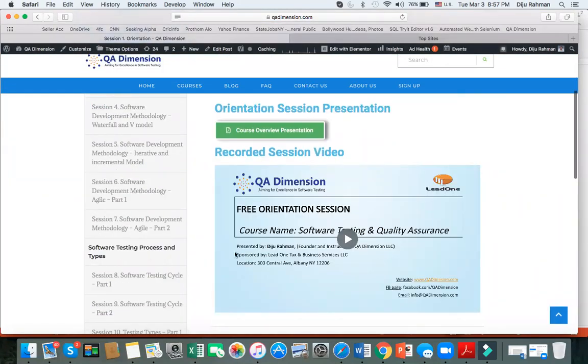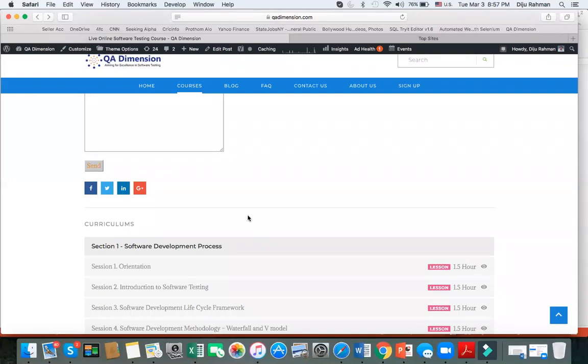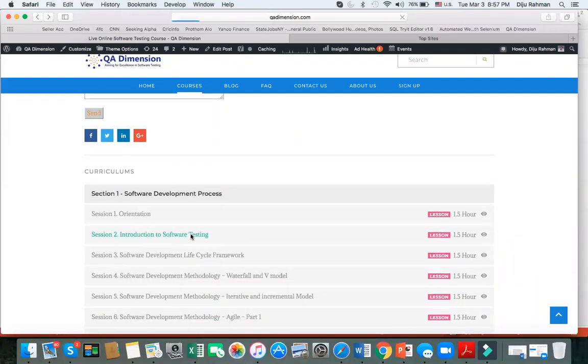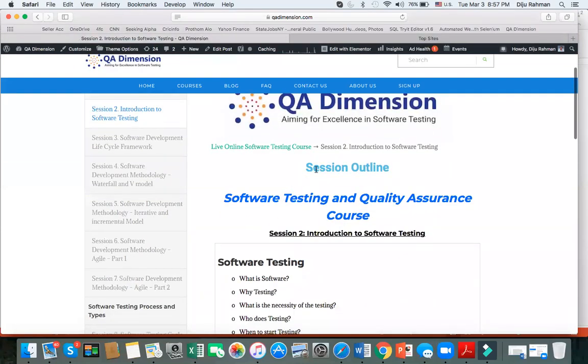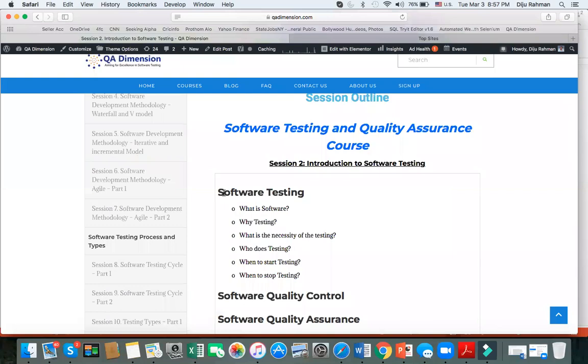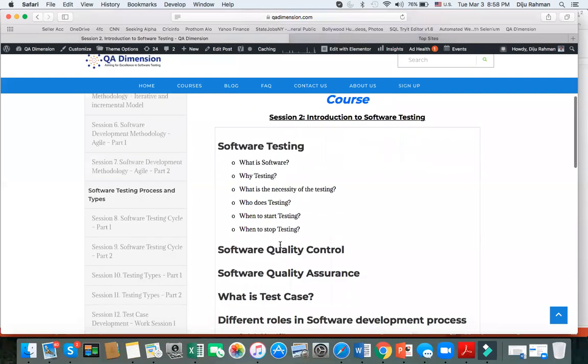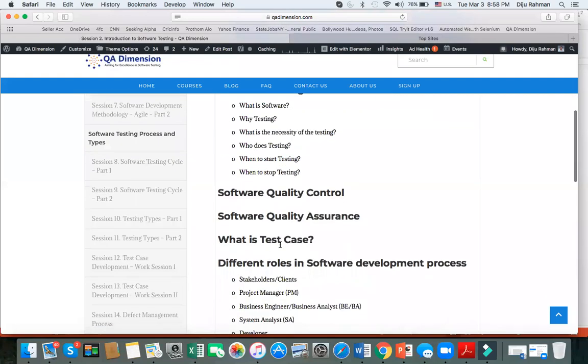On that page, you have the presentation that I'm going over now, and you're also going to have the recorded session. Because this is an orientation, you don't have a homework topic. But if I go back and show you, because this is also part of the previous batch that Faisal was in, I uploaded those things in the previous batch. So you go to session 2, and then you can see the course outline. We will have whatever topics that session covers, such as what is software, why testing, and all the different topics applicable to that session. Okay.